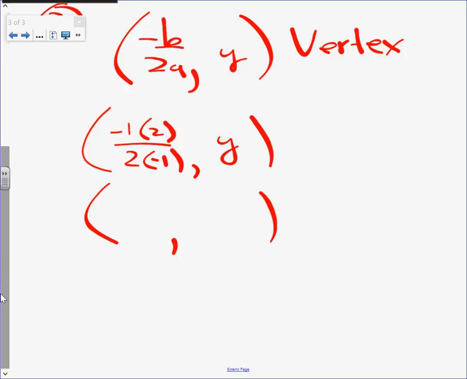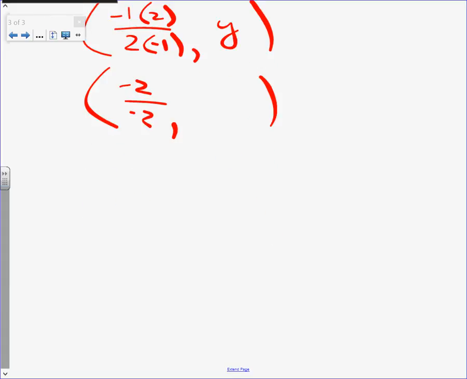Let's do this. So I got a -1 times 2 is -2, all over -2. We're rocking and rolling. Who likes rock and roll? Give me a band. You're the man. What's negative divided by negative? Positive. 1 in this case.